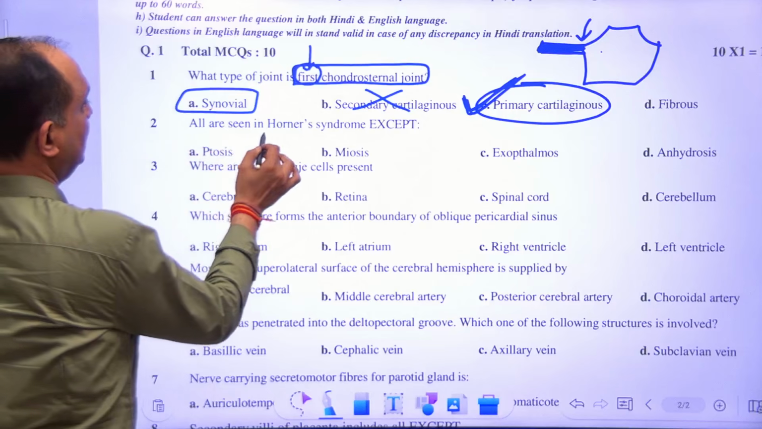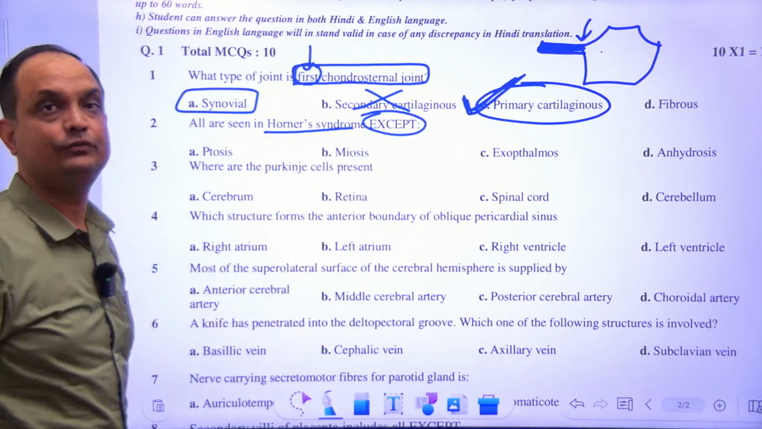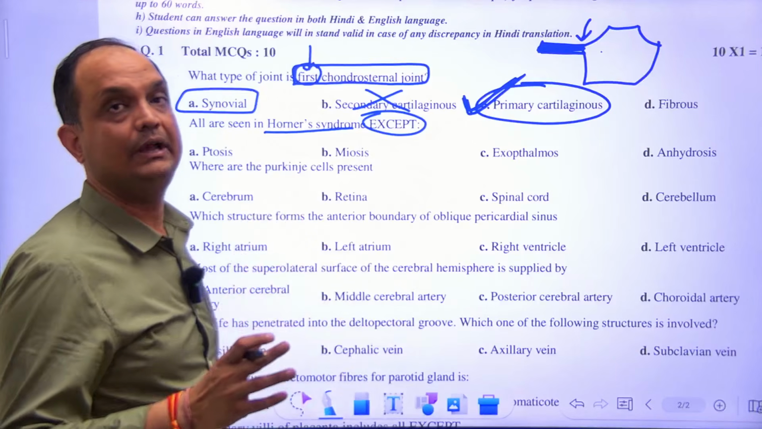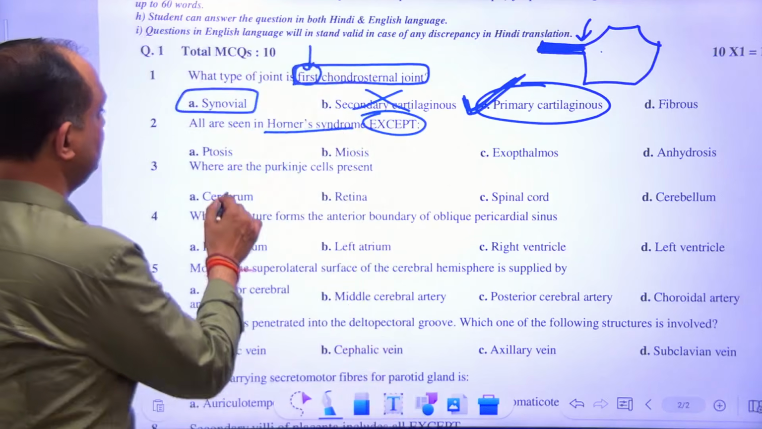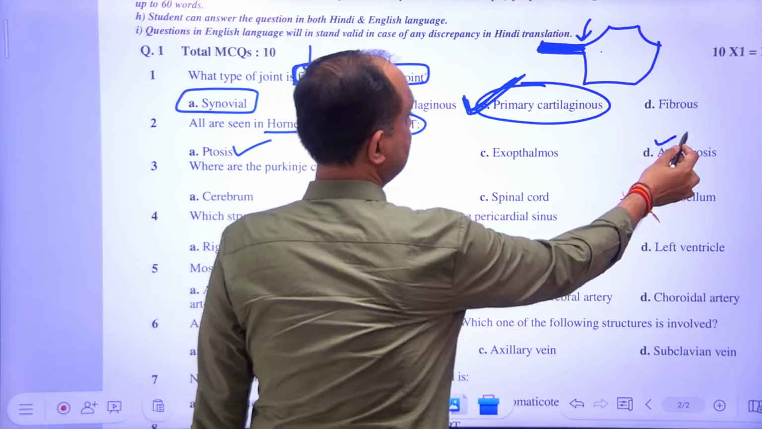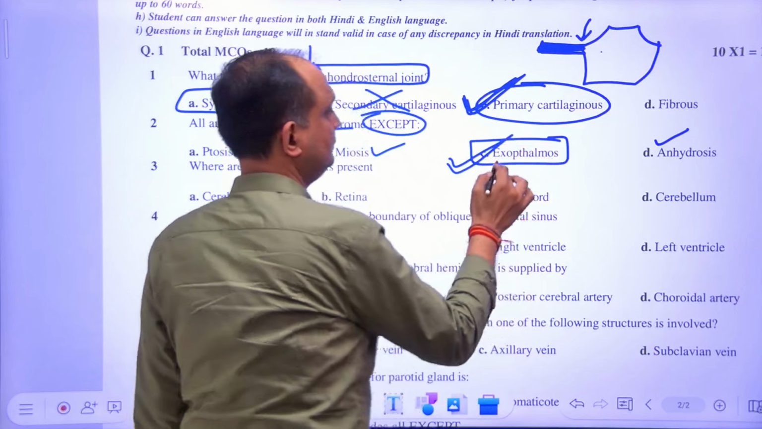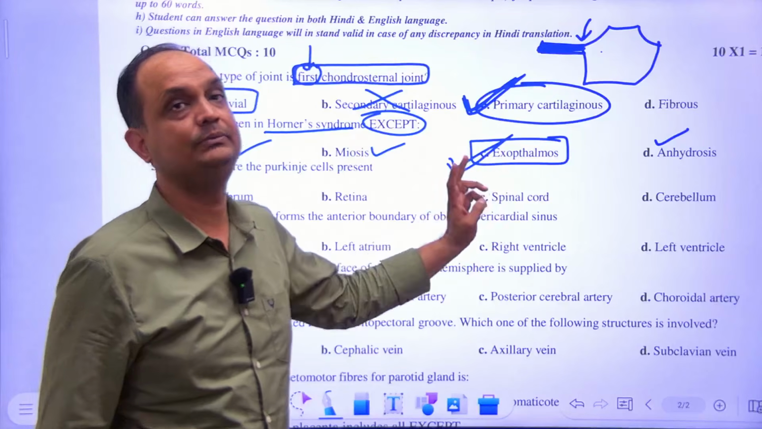Second question is, all are Horner syndrome symptoms except, so which is not a feature of Horner syndrome? You know that Horner syndrome occurs when there is involvement of the T1 root. Ptosis is there, miosis is there, anhidrosis is there, but exophthalmos is not there. Why? Because it is a shrinking of the eye, that means enophthalmos, not exophthalmos.